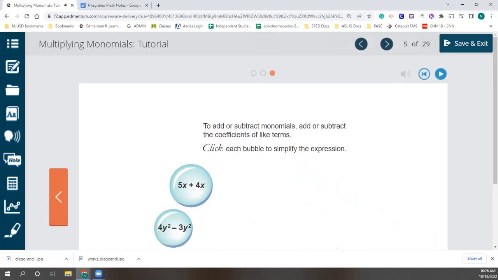To add or subtract monomials, add or subtract the coefficients of like terms. Click each bubble to simplify the expression. Simplify simply means to make it easier to understand. We wouldn't say I have $5 and $4. You would say I have $9. So 5 plus 4 times x equals 9x.